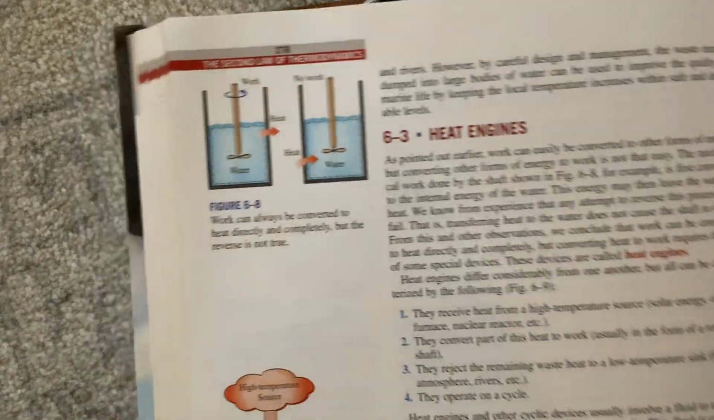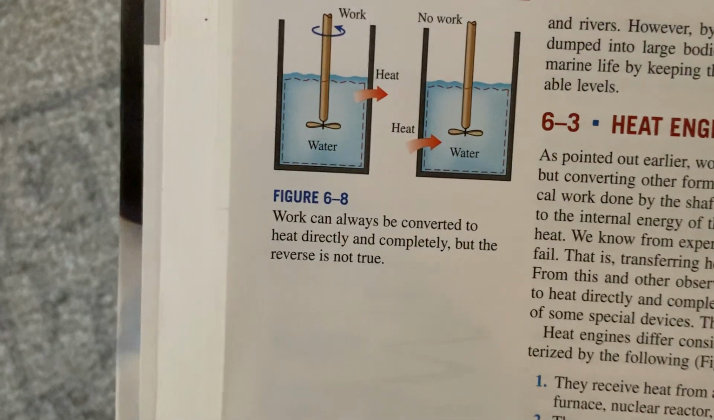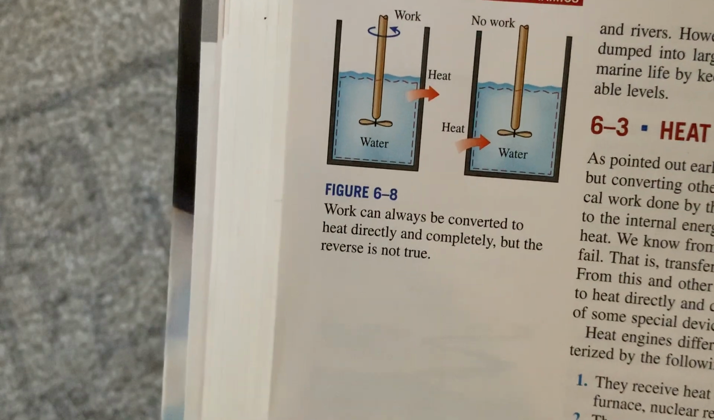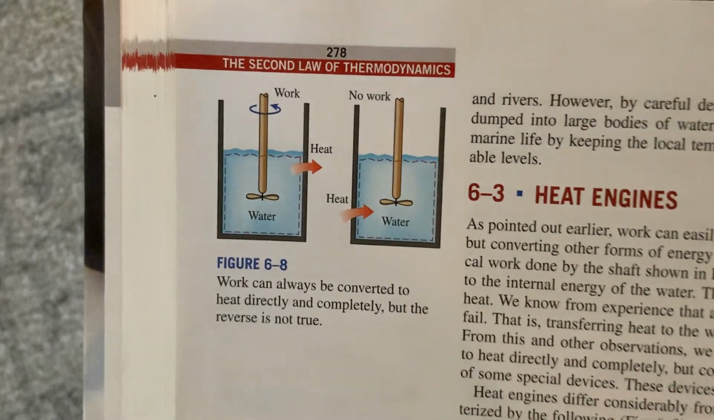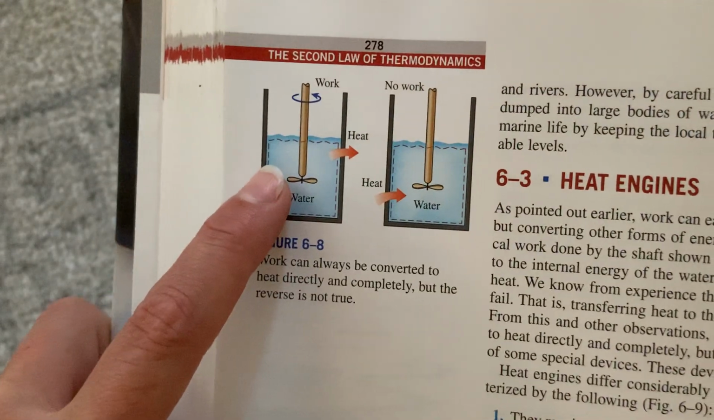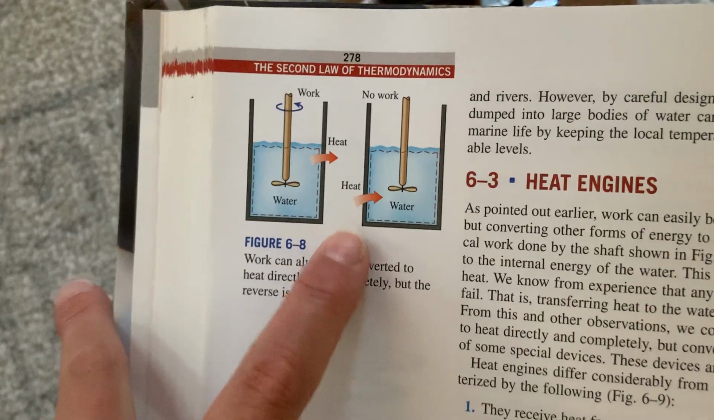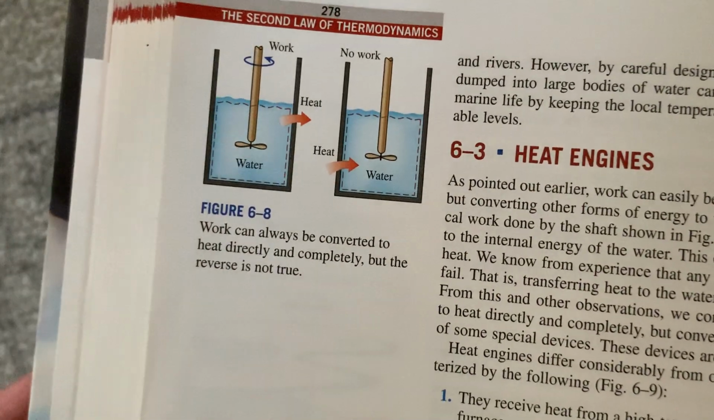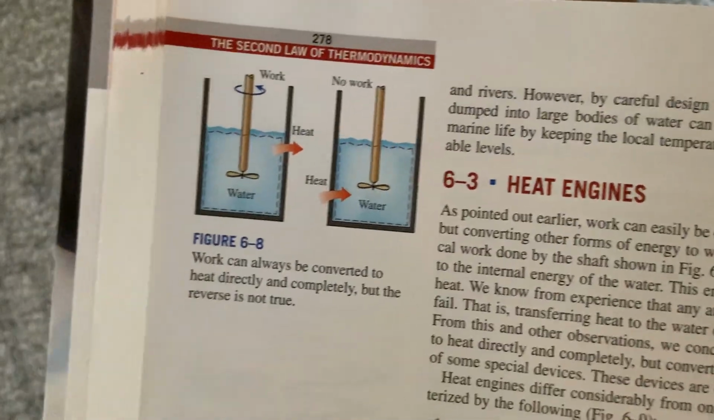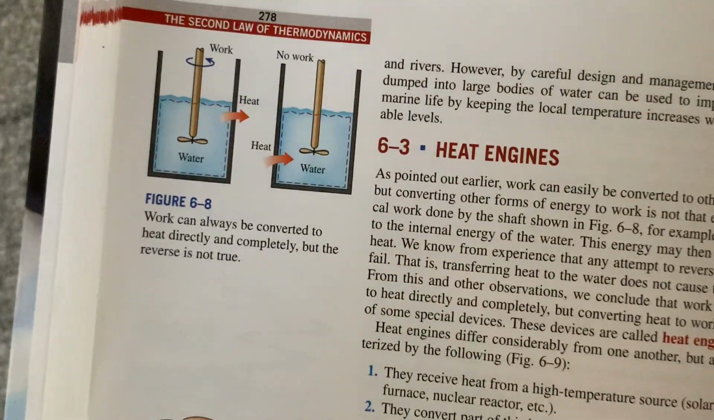And before we start, there's a nice little figure here that says work can always be converted to heat directly and completely, but the reverse is not true. That is the second law of thermodynamics. So we can convert work to heat, but when we add heat to water, we don't always get work. That's not the direction that energy is going to flow. That's the second law of thermodynamics.